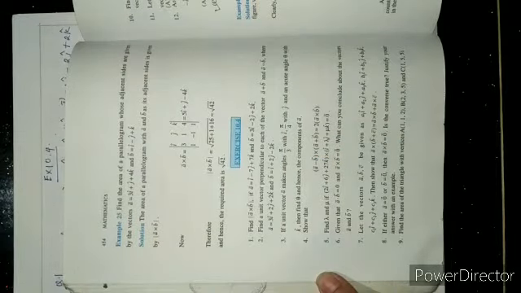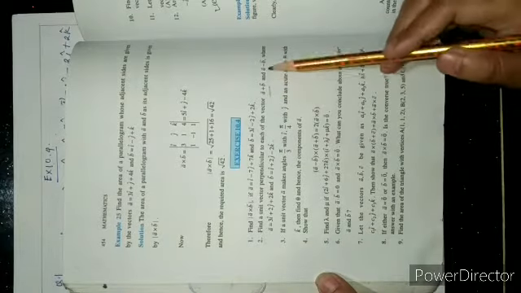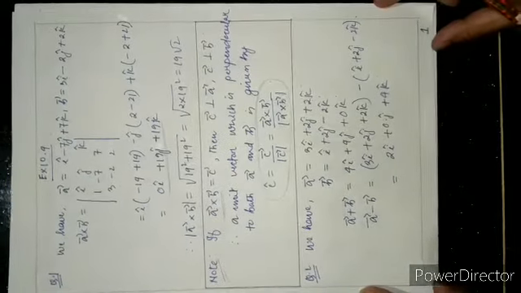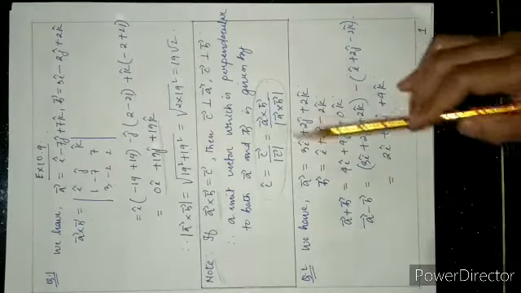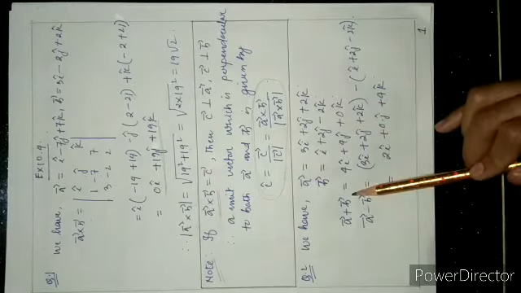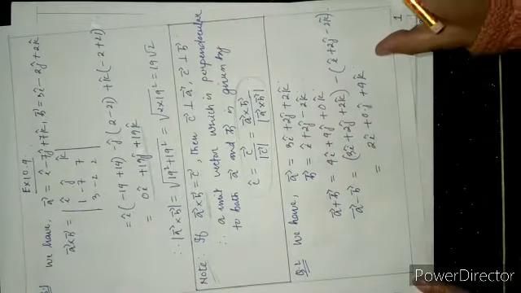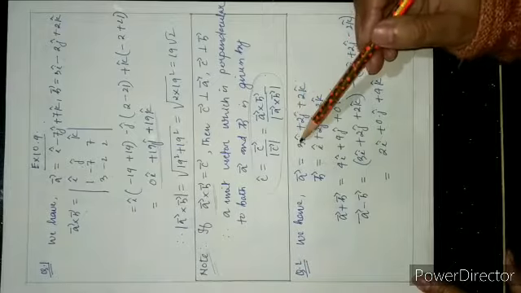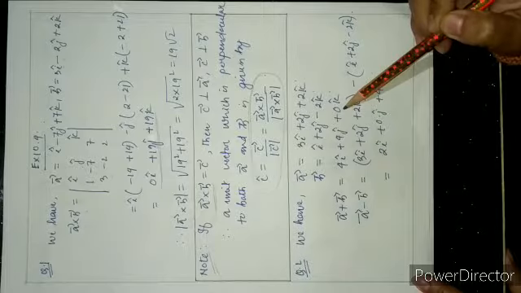Find a unit vector perpendicular to both A vector plus B vector and A vector minus B vector. Here we have two vectors, and we write the components of A vector and B vector. First find A vector plus B vector, which is obtained by adding the corresponding components: 3 plus 1 is 4, 2 plus 2 is 4, and 2 minus 2 is equal to 0 k.